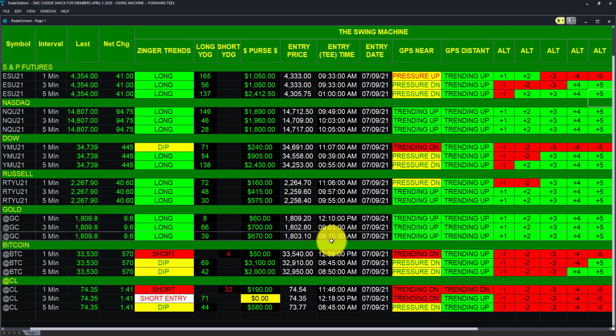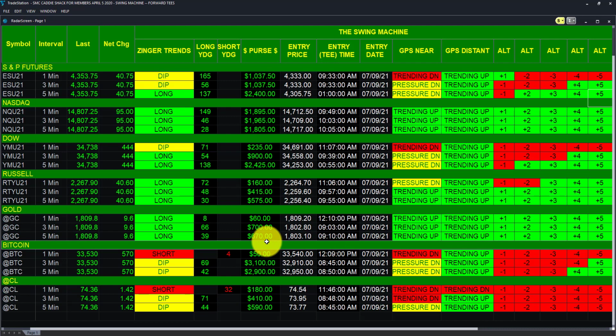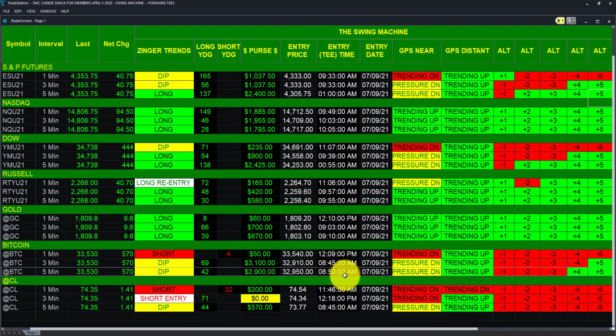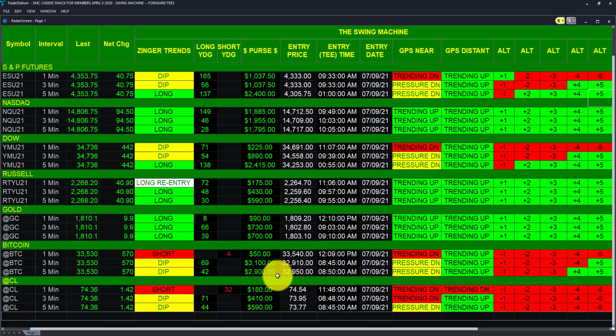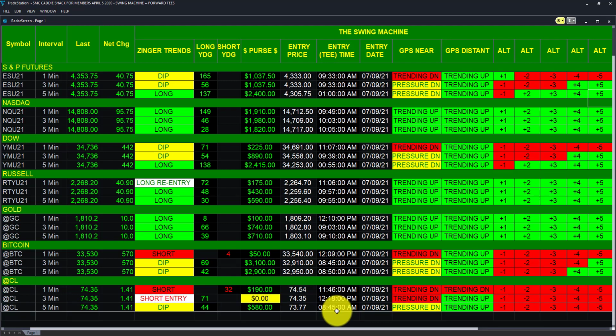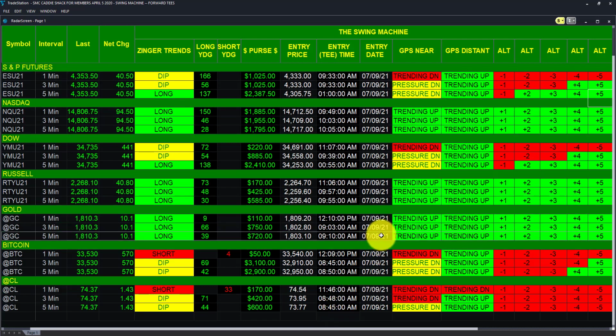At 9:10, gold goes long. He'd be up 670. Bitcoin went long at 8:50. You'd be up 2,900. And oil went long, dipping right now, but went long at 8:45. Intraday trading, we push off of our swing machine in a big way.